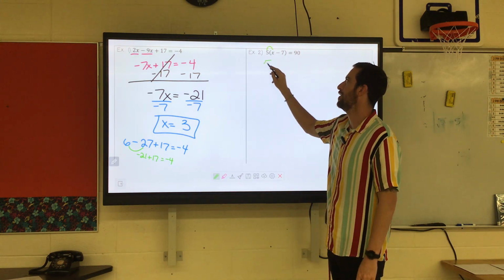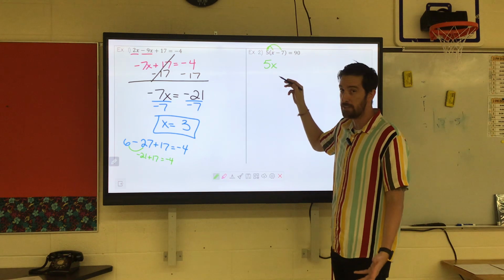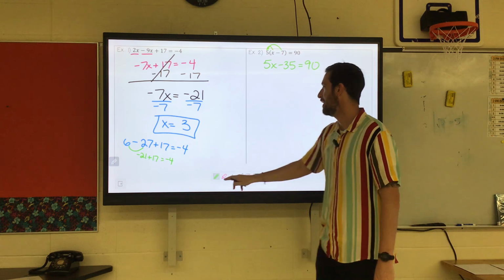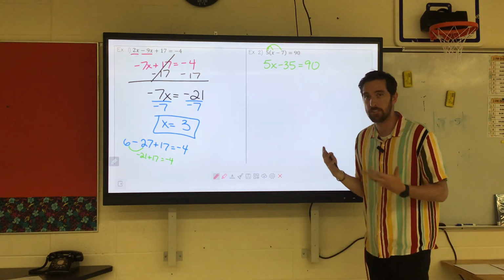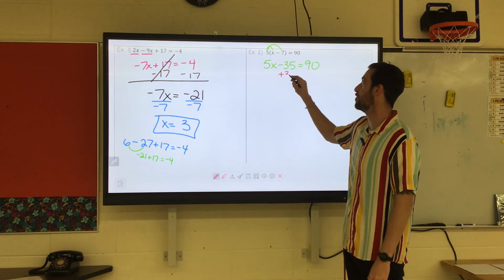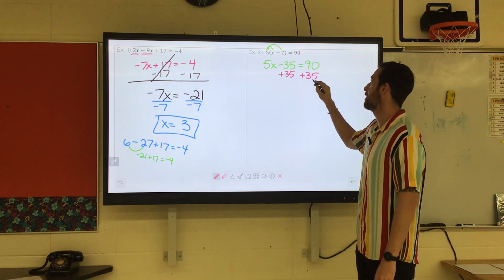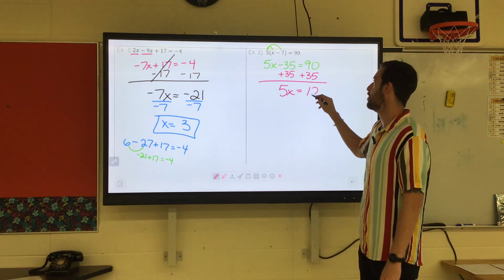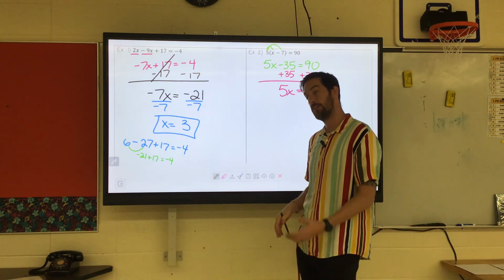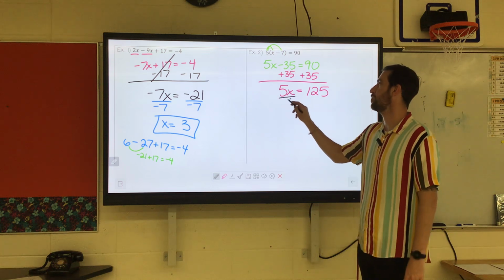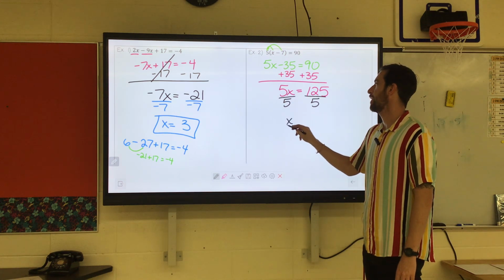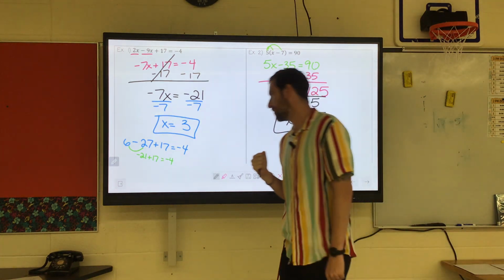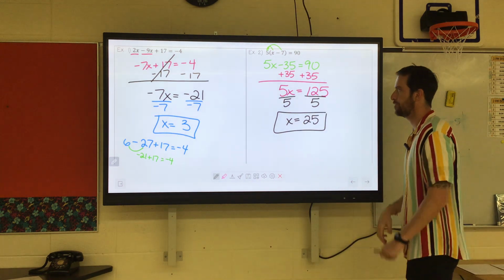5 times x is 5x. 5 times negative 7 is negative 35. So we have 5x minus 35 equals 90. I see subtraction. Let's get rid of it. So we're going to add 35 to both sides of the equal sign here. We have 5x equals 90 plus 35 is 125. 5x means 5 times x, so we can divide both sides by 5. And 125 divided by 5 is 25. Yes! Look at us. Just cruising.